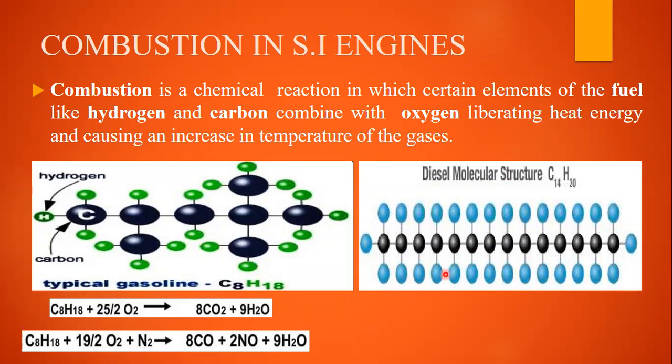Why do we need to initiate a spark here? Because the mixture may not reach the self-ignition temperature. To have combustion we need to initiate a spark, and after that there is combustion. These are the combustion products which evolve after combustion. We call them exhaust gases or combustion products, and we can also call them emissions.